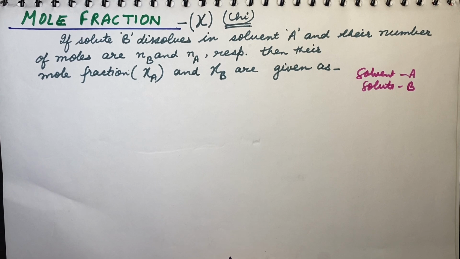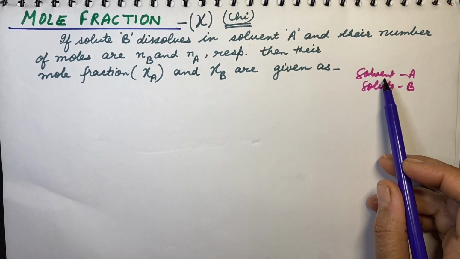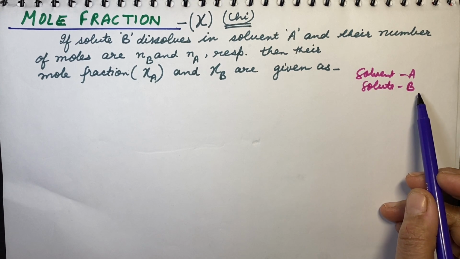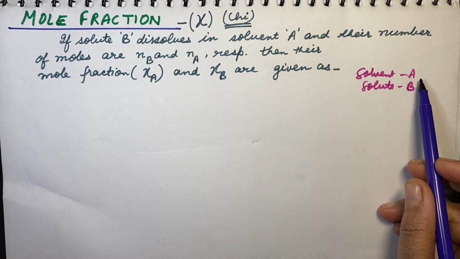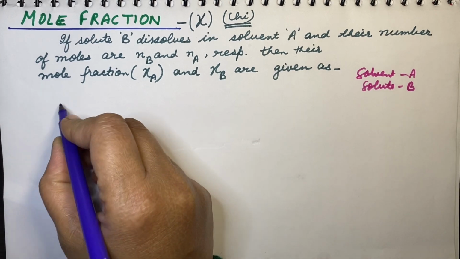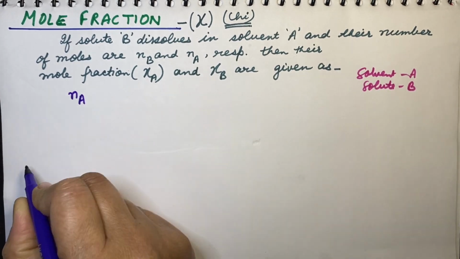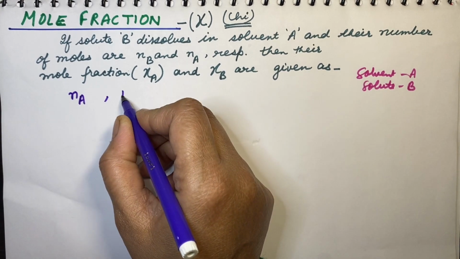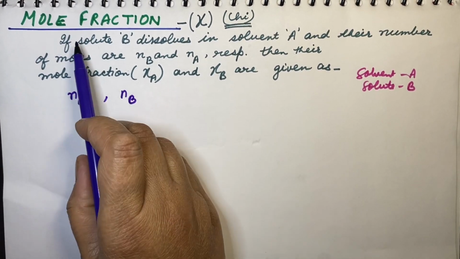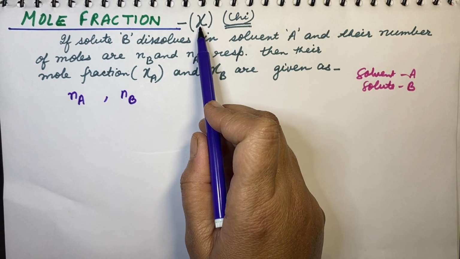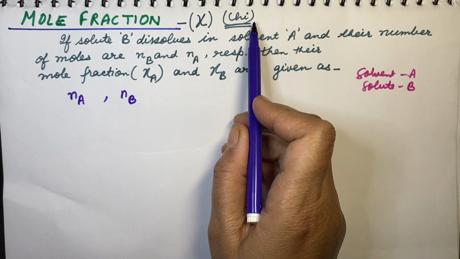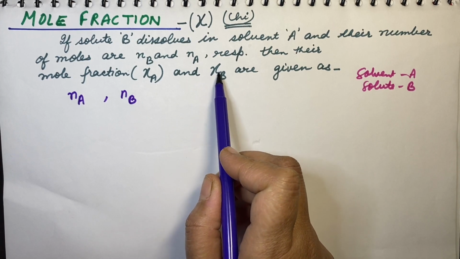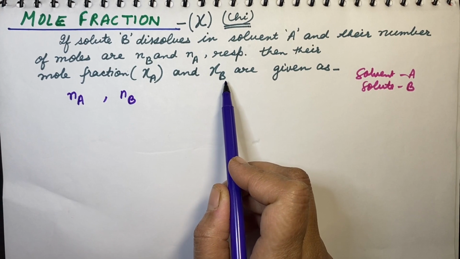Suppose we have a solution having the solvent A and solute B. Then the number of moles of solvent A is denoted by Na, whereas the number of moles of solute B will be denoted by Nb. Here mole fraction is denoted by a symbol called chi. So chi A represents the mole fraction of A, and chi B the mole fraction of B.